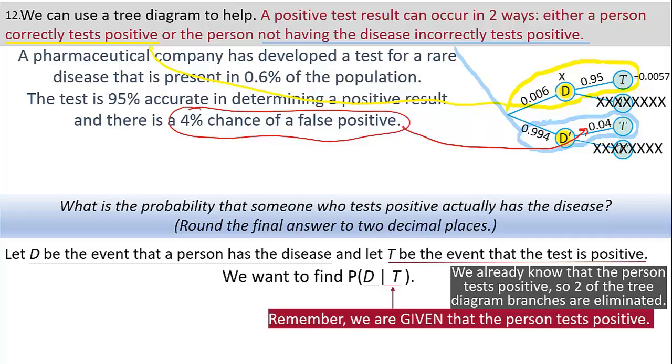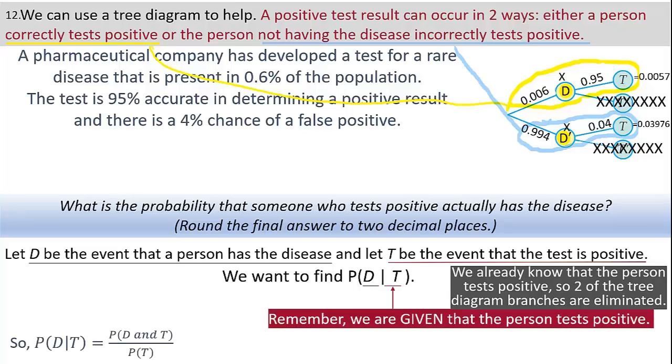4% is 0.04. And again, if you multiply down a branch, you're doing an AND. So the probability you don't have the disease and you test positive is 0.994 times 0.04, and that comes out to be 0.03976.